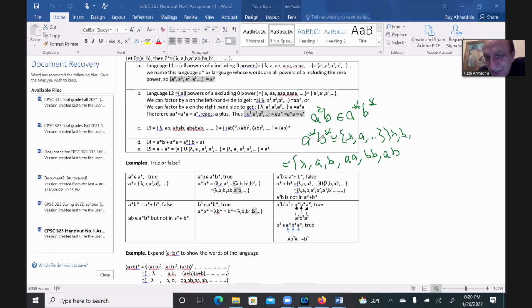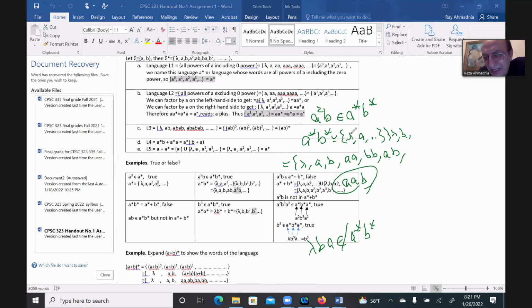Is BA here? I don't think BA should be there. Is BA here? No. If I have a B, it means from this one I don't choose anything. That is lambda. And if I get B, I cannot have any more A after B here. So this is not in A star and then B star. But this is a word of length 3. So if I continue, is AAB here? Yes, therefore this one here is true.